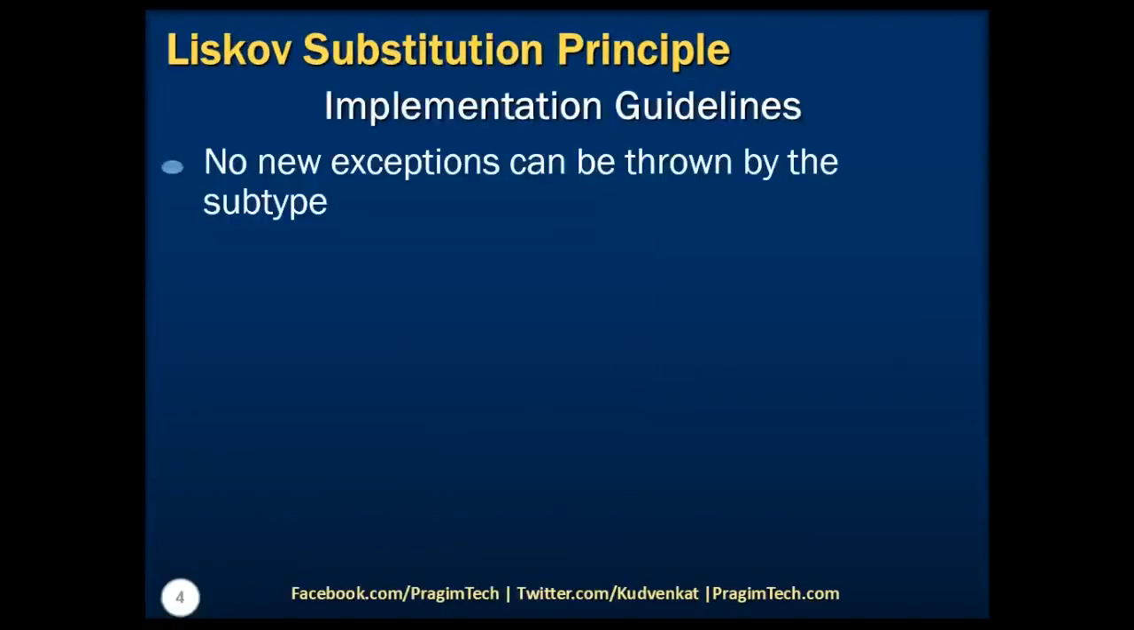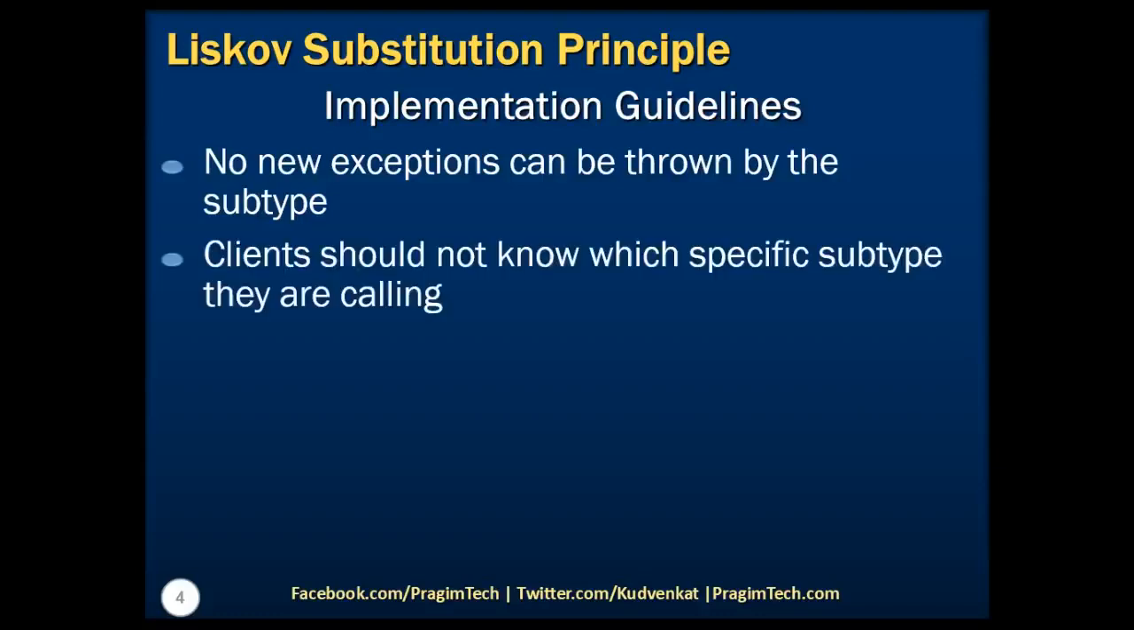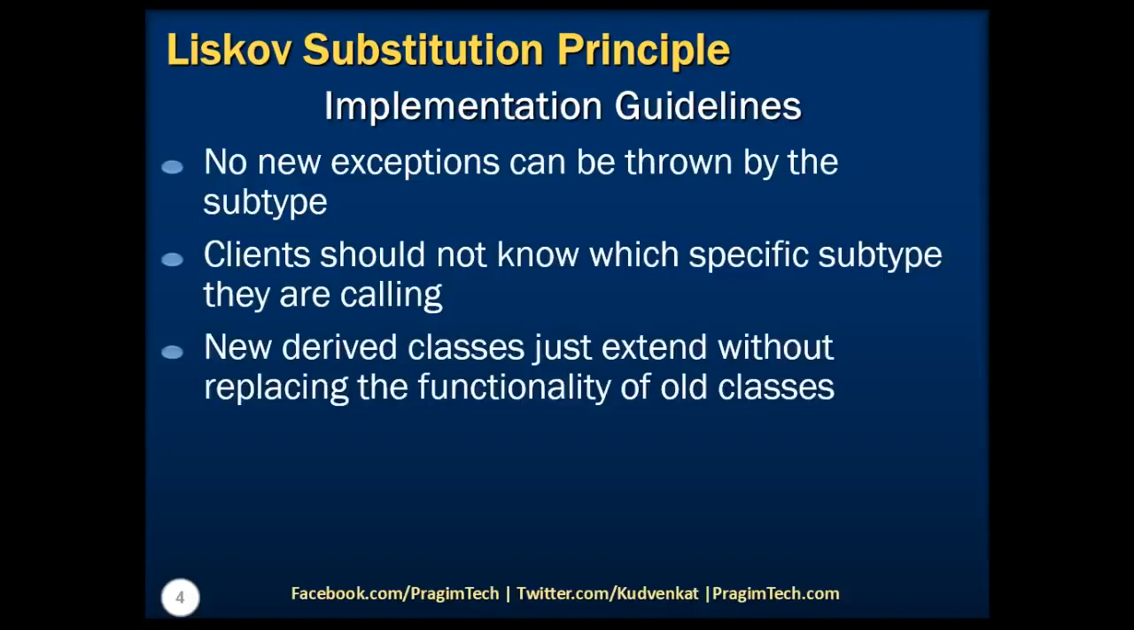In the process of development, we should ensure that no new exceptions can be thrown by the subtype unless they are part of the existing exception hierarchy. We should also ensure that clients do not know which specific subtype they are calling. The client should behave the same regardless of the subtype instance that is given. And last but not least, new derived classes just extend without replacing the functionality of the old classes. These are some of the implementation guidelines of the Liskov substitution principle.